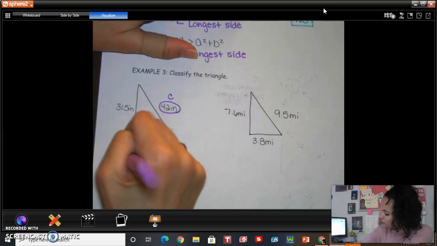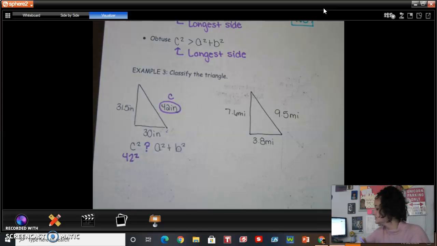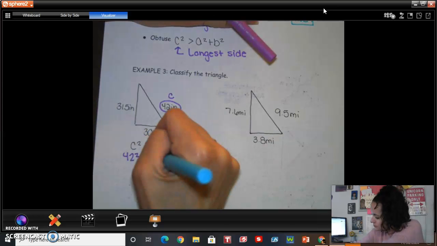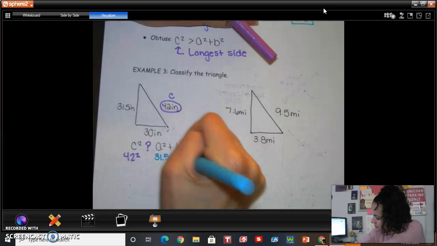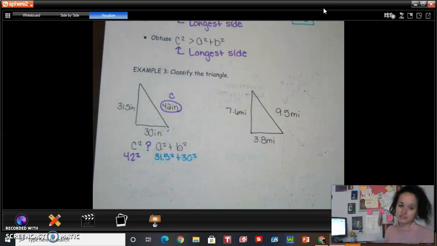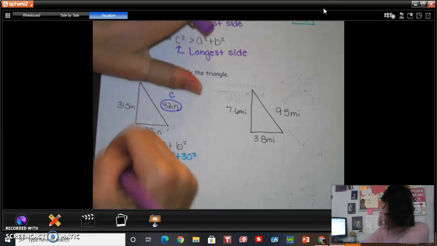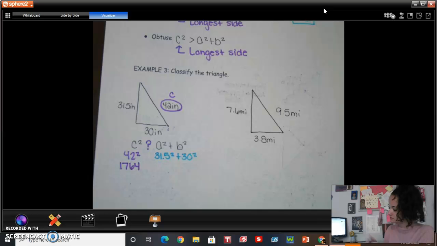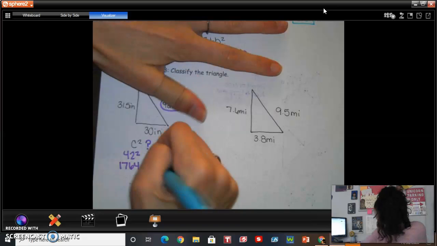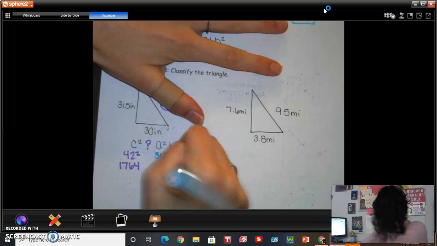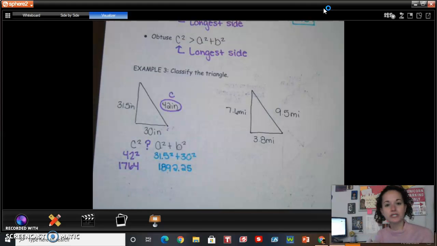So I'm going to say 42 squared, then I'm just going to plug in my other ones: 31.5 squared plus 30 squared. Now let's use our handy dandy calculators to assist us. 42 squared is 1,764. Then we have 31.5 squared plus 30 squared, all of that in your calculator at one time, and we get 1,892.25.